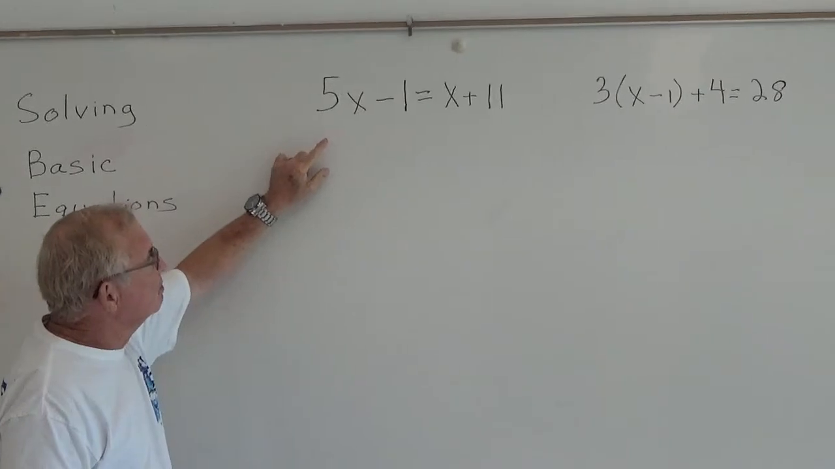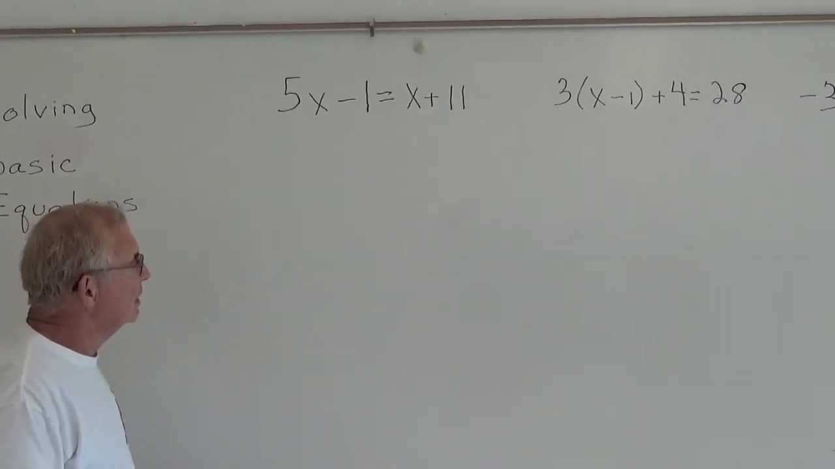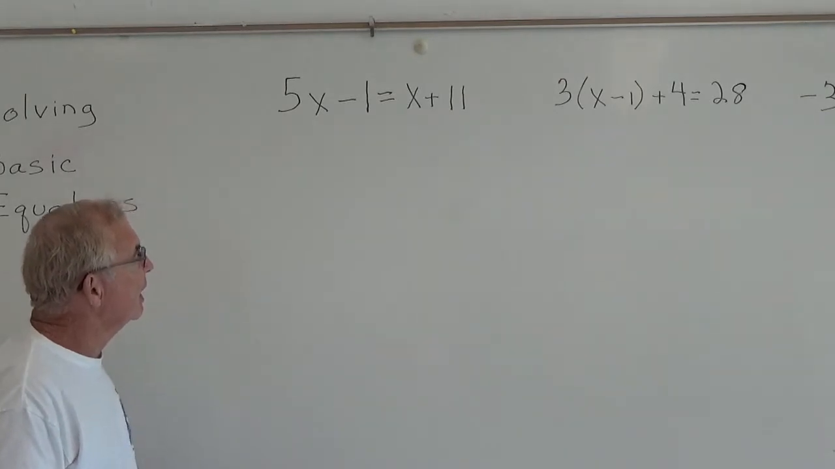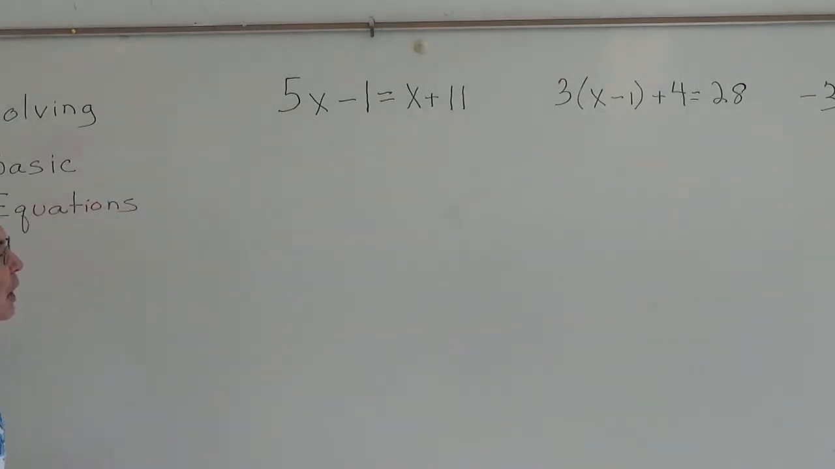It's 5x minus 1 is x plus 11. Now, depending upon how you've been taught how to approach a question, you would like to get all the x's on one side and all the numbers on the other side. It's like walking up a stairwell. Whoever makes the first step, we all follow. So what's the first step?